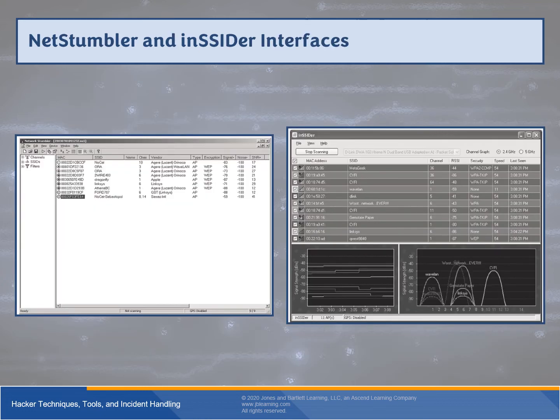So here's the interfaces for NetStumbler and SSIDer. NetStumbler is great for being able to locate networks within range, something that's very commonly used for war driving. More often than not now you'll see people using Kismet or things like that. It's not currently being updated and doesn't officially support newer wireless protocols, but I believe there's a GitHub fork with newer updates of it.